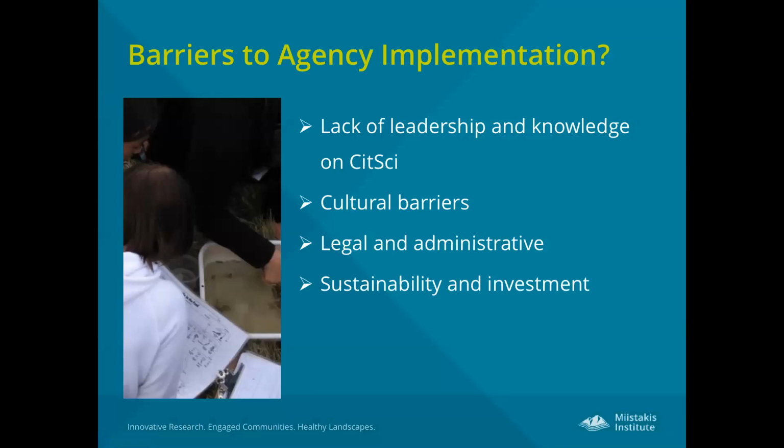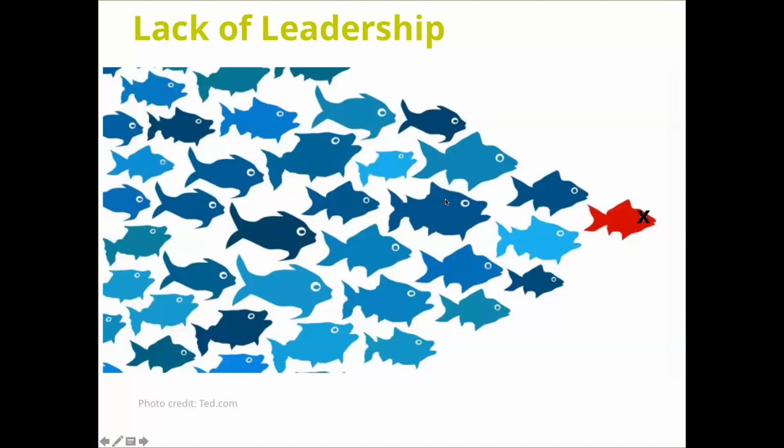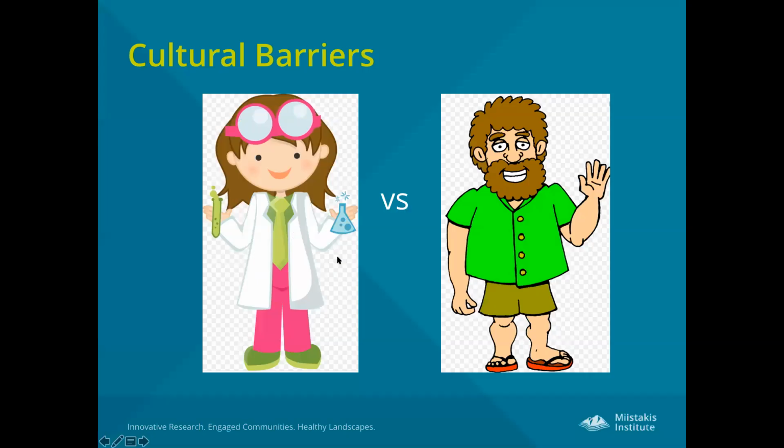And I'm just going to highlight some of those right now. I'll go quickly here to leave some time for some questions. So one of them was just a lack of leadership, in that we saw that the value proposition was not well understood. There was not a clear understanding of even what citizen science is, when it's appropriate to use citizen science, or what role agencies should play with citizen science.